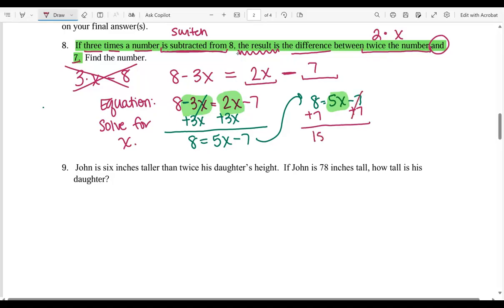8 plus 7 is 15. That equals 5x. Last but not least, in order to break the 5 away from the x, I'll divide it to the other side. 15 divided by 5 is 3 equals x. So my unknown number is 3.